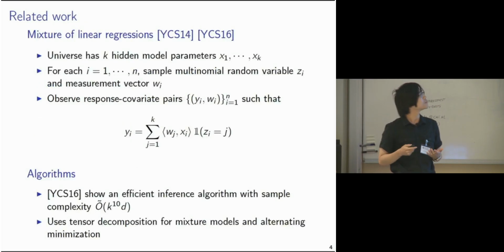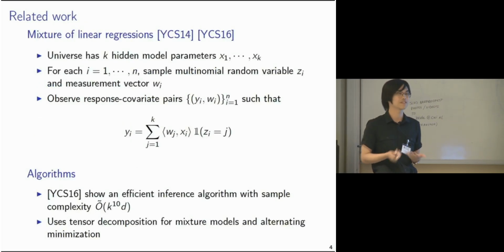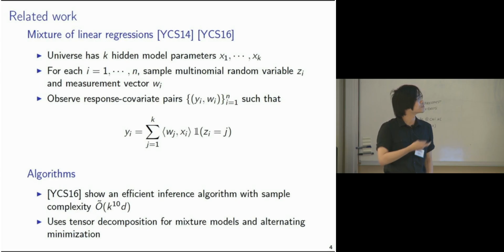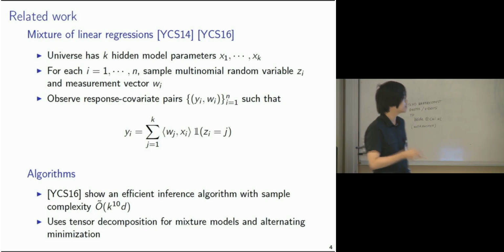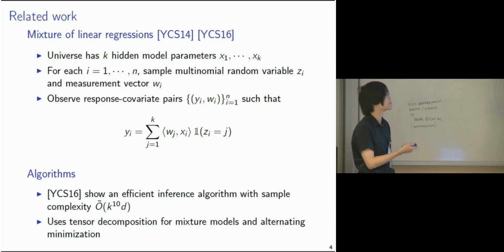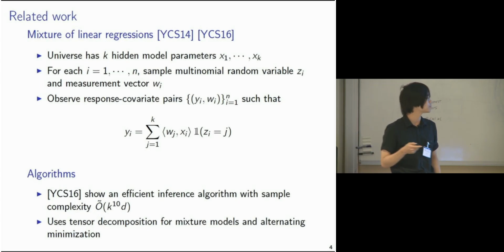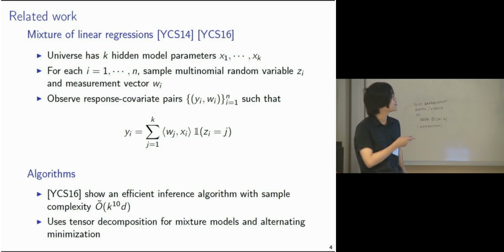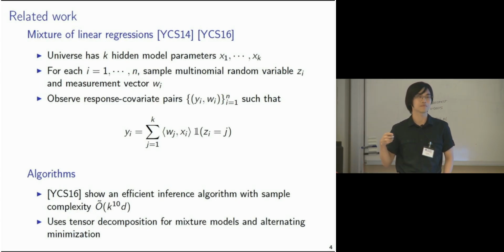Another related problem is the mixture of linear regressions problem recently studied by Yi et al. And so the setup is the same. You have k hidden vectors, but you have the standard mixture model observation where you just sample one hidden component that you don't know and then observe a linear measurement with respect to that. So in this problem, Yi et al. show that you can use tensor decomposition techniques to obtain a sample complexity of k to the 10d, which is the number of measurement vectors you need to draw. So one way you can think about this is you can apply this to our problem by treating the correspondence retrieval problem as a uniform mixture and obtain a sample complexity just like this.